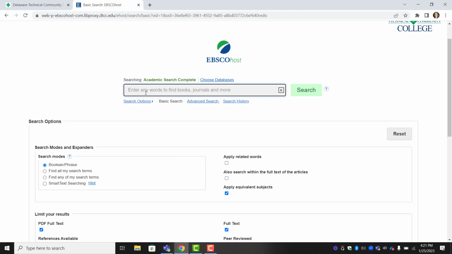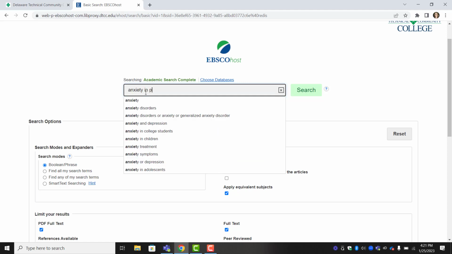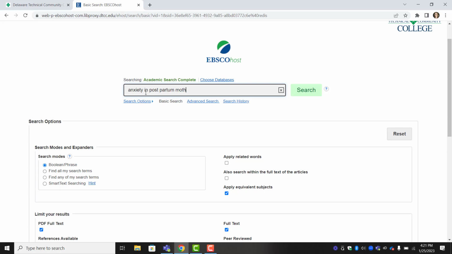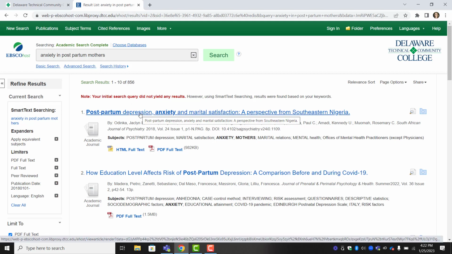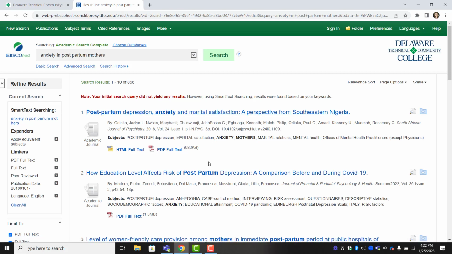So we might search, I'm going to pick something different than your topic just to show you. So we are going to do anxiety in postpartum mothers. And I'm going to then hit search, and it's going to come up with, I have about 856 results, and then I can go through and start to read them to see if they apply to my particular topic of my paper, and also if I can understand them. Remember, if you cannot understand an article, then it's not going to help you.